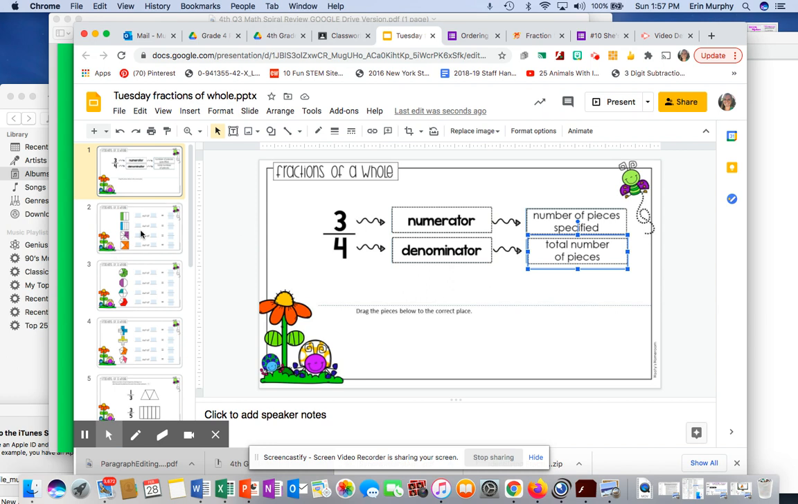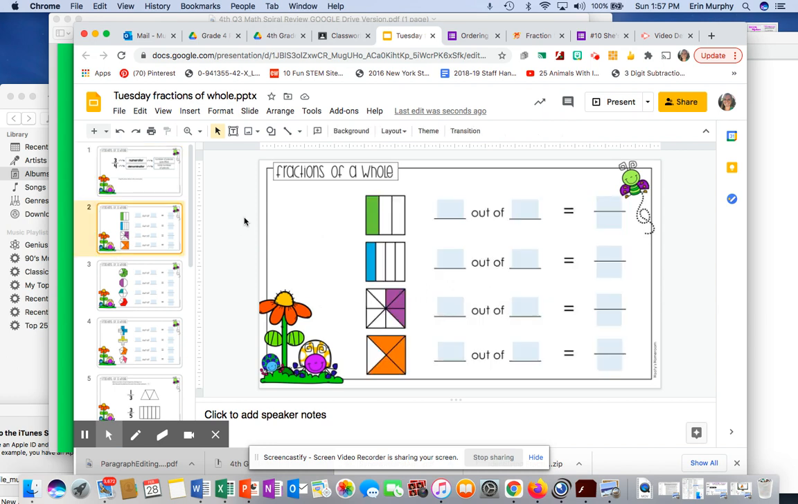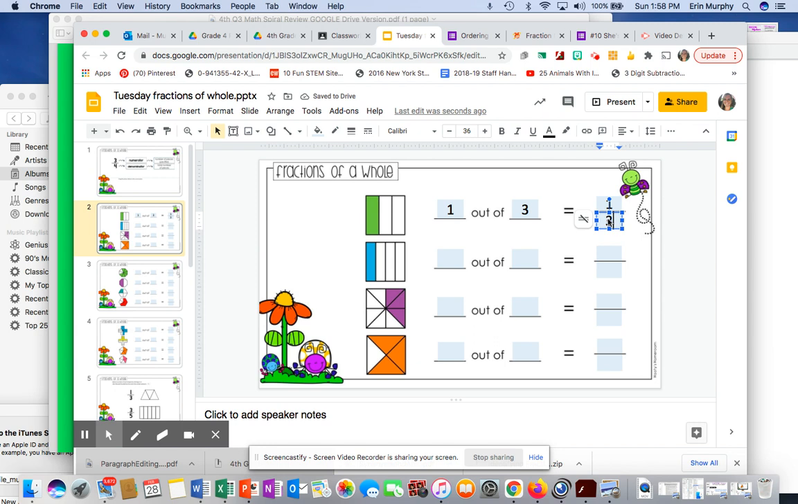On this next slide, you're going to tell how many are shaded out of how many pieces there are. So I see that there is 1 piece here shaded, so I would type 1 out of 1, 2, 3 pieces. So that would be a fraction of 1 over 3, 1/3, because there was 1 piece shaded, 3 pieces make the whole for the denominator.